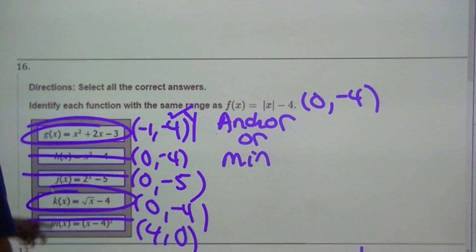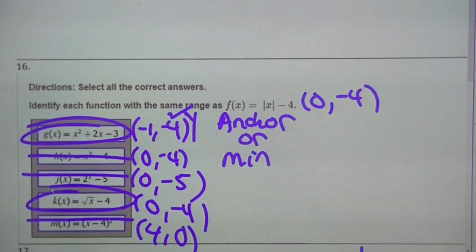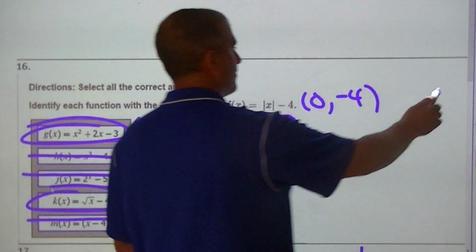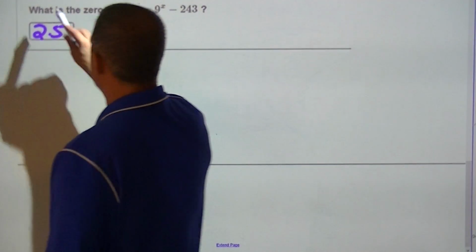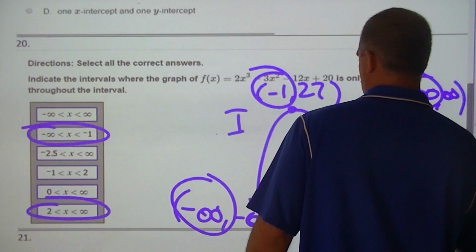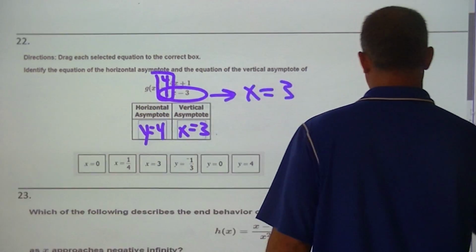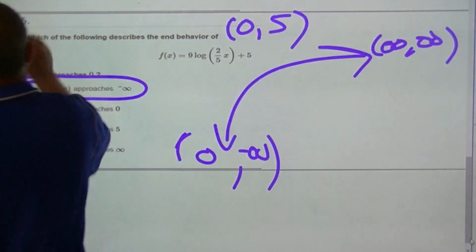The other thing you can do, if you wanted to, is graph them all and check them that way. So I think that's the last one we had to do. I think that's it.